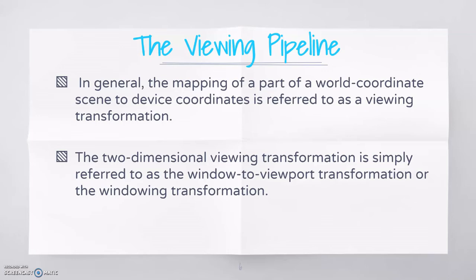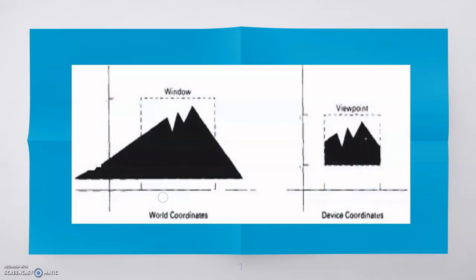Now let's see a figure. This figure shows a viewing transformation using standard rectangles for the window and the viewport. This is a window where we have world coordinates. Here we will be plotting all the coordinates in the window. That is why it is known as world coordinates. And here we have a viewport where we have plotted only the device coordinates.